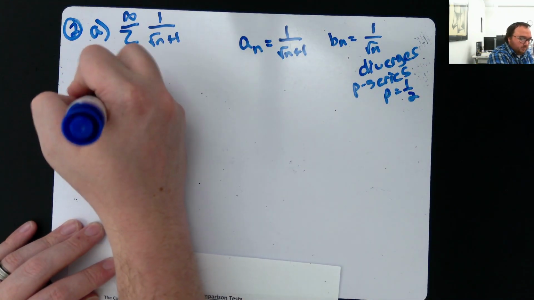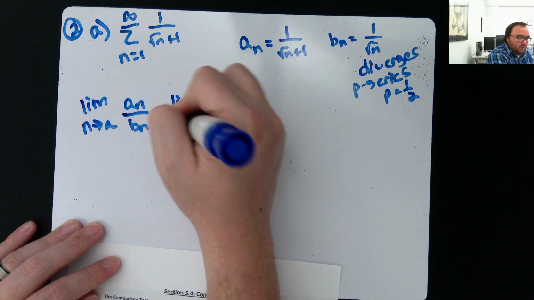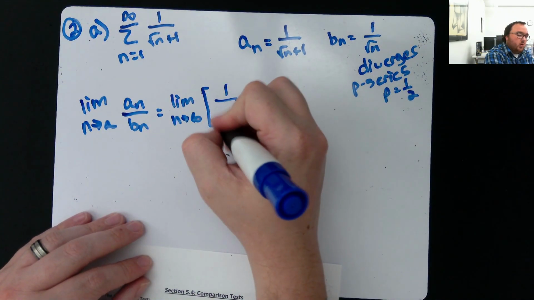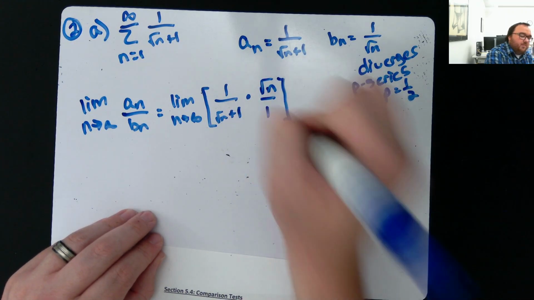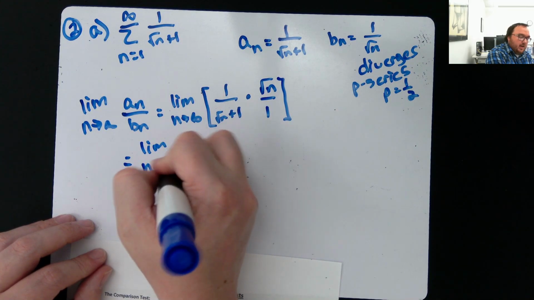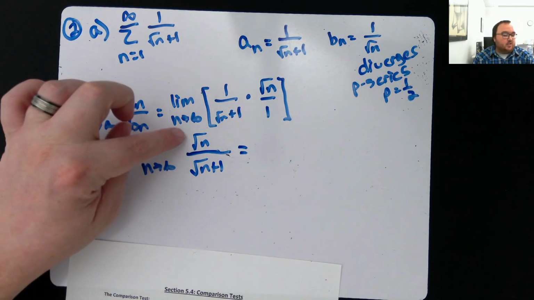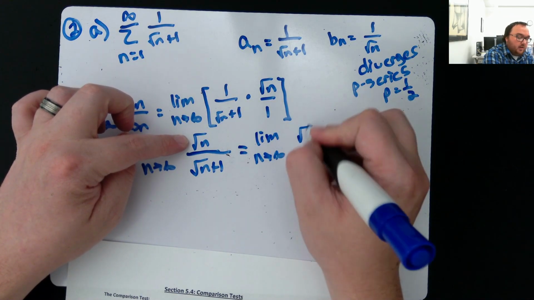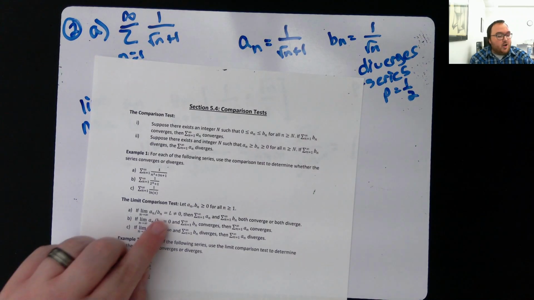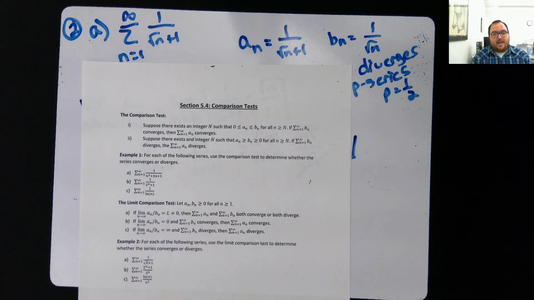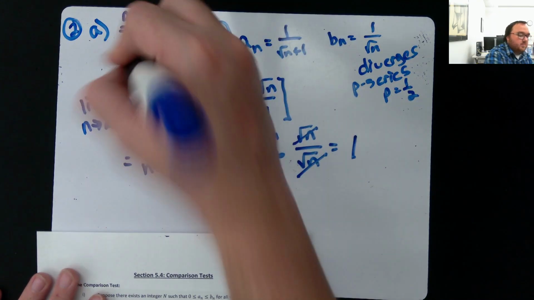So let's see what happens to the limit as n goes to infinity of a_n over b_n. This is the limit of 1 over the square root of n plus 1, divided by b_n, which is like saying times square root of n over 1. So in the numerator, I have square root of n. In the denominator, I have square root of n plus 1. Once again, I just want the largest term on top, which is the square root of n, divided by the largest term on the bottom, which is also square root of n. Those cancel out and give me 1. So since I got a number, a_n and b_n do the same thing. Since b_n diverges, a_n also diverges.